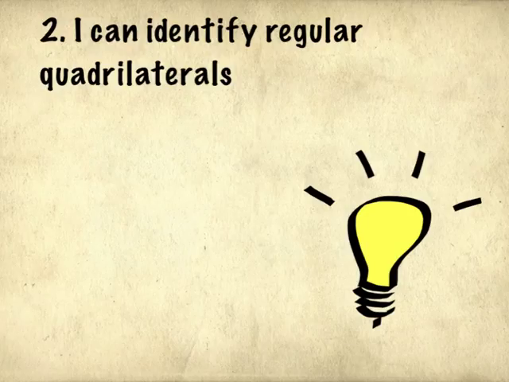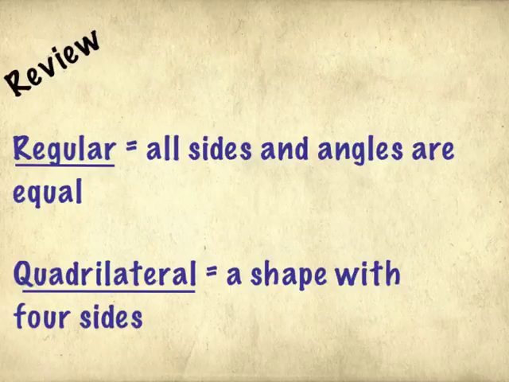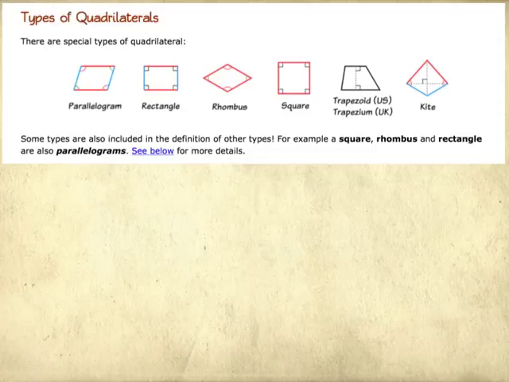Let's quickly review identifying regular quadrilaterals. So remember that regular means that all sides and angles are equal, and quadrilateral means a shape with 4 sides. Here are all your types of quadrilaterals: the parallelogram, the rectangle, the rhombus, the square, the trapezoid. You go with the American pronunciation. I just left that in for interest's sake, that if you went to England, they would call that the trapezium. And they say the kite, but I mean, it's just a rhombus that has different size shapes.